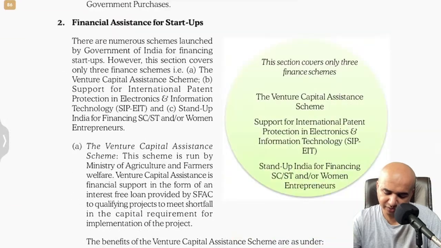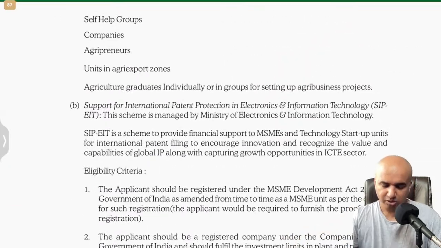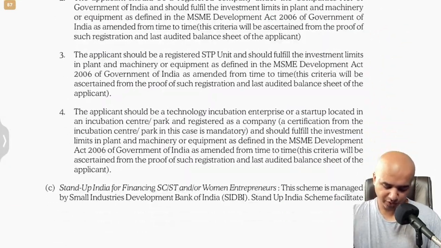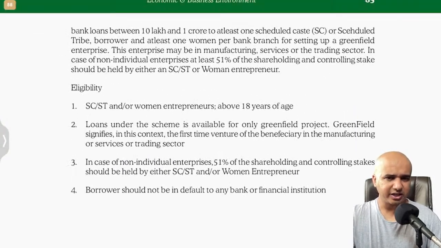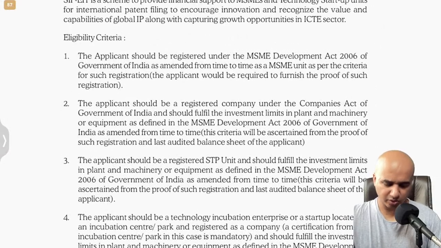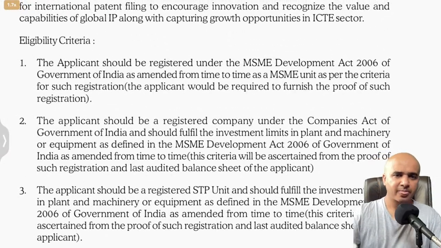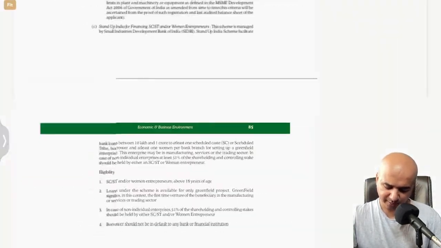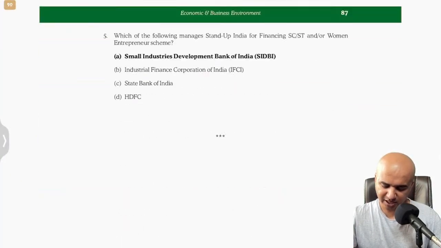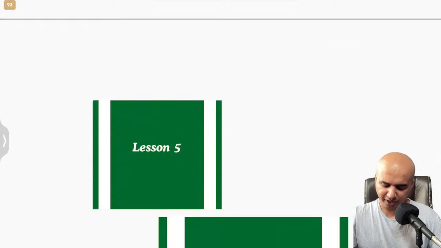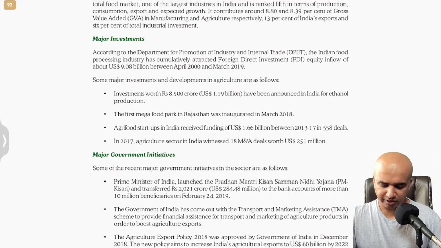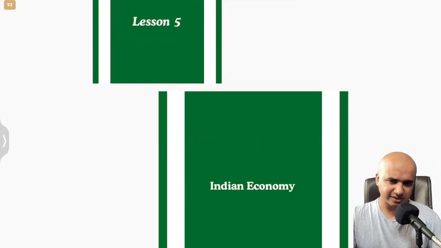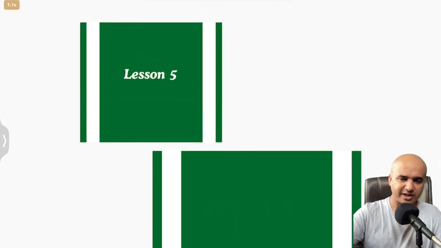Again, there are a few more such institutions which do the same thing for different categories. Not very interesting. You can just read it on your own. It's just hard facts. Okay, that's all for now. We are done with chapter 4 as well. In the next class, we'll move on to chapter 5, which is Indian economy. Fairly interesting chapter. So we'll complete that chapter in the next lesson whenever we meet again.